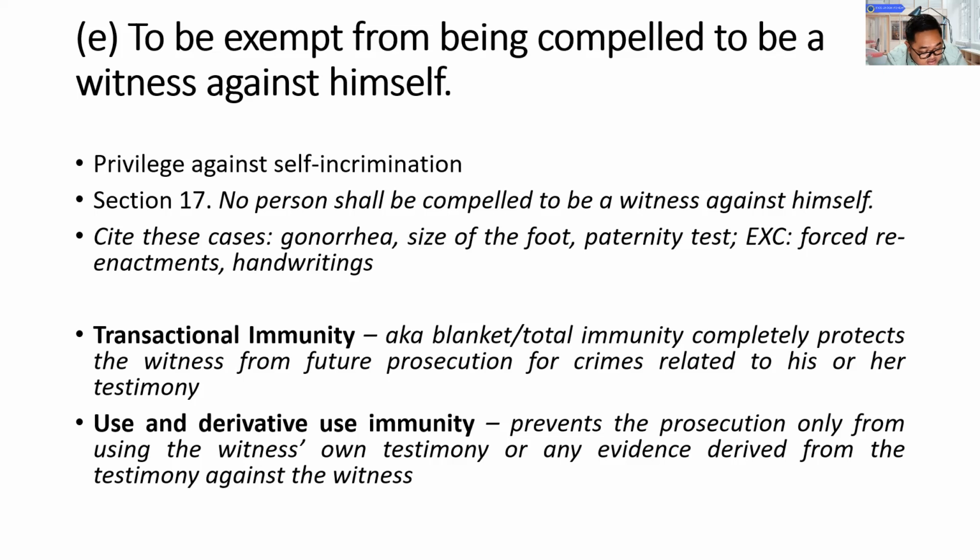What else? This use and derivative use immunity. So it prevents the prosecution from using the witness's own testimony or any evidence derived from the testimony against the witness. So, the witness, kung sa may i-testify niya, which is incriminating against him, but he was granted the use and derivative use immunity, cannot be used against him. But for future prosecutions, it may be used against him if he indeed committed another crime.